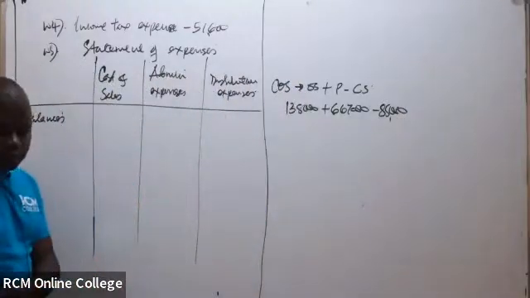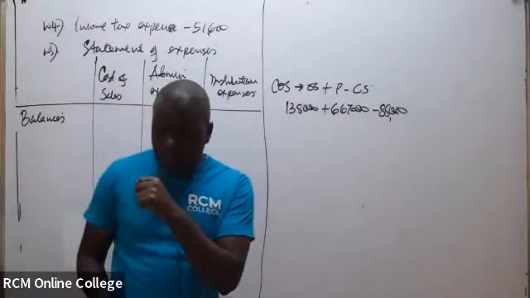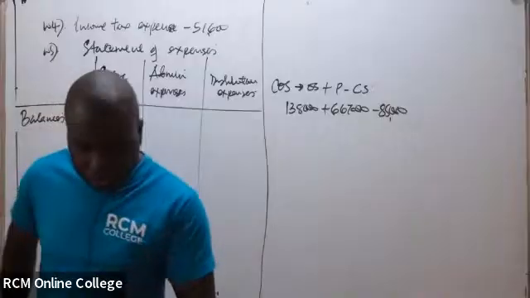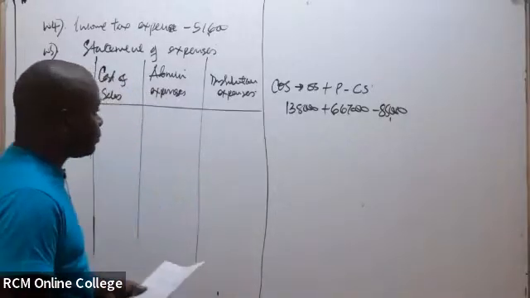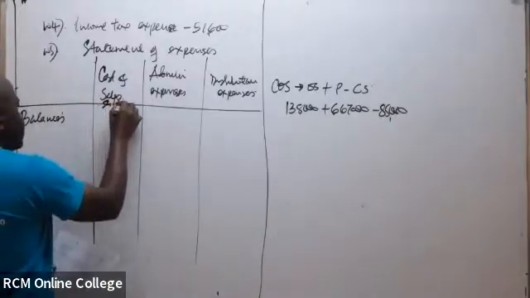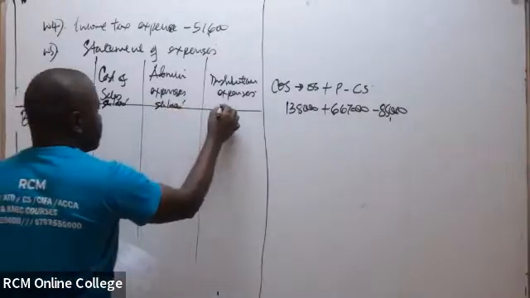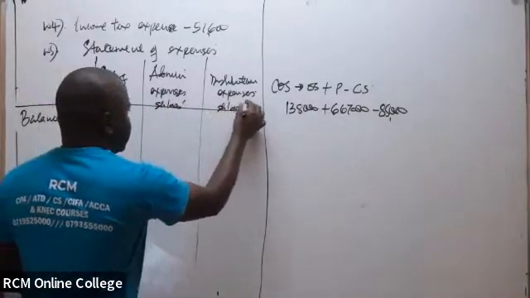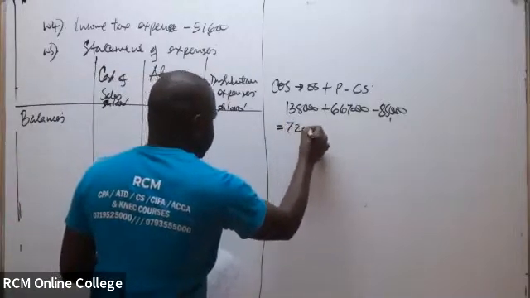So try to do the computation. What do you get when you do that computation? You get 720,000. Remember, our shillings here are actually in thousands. So you'll end up getting here 720 million.